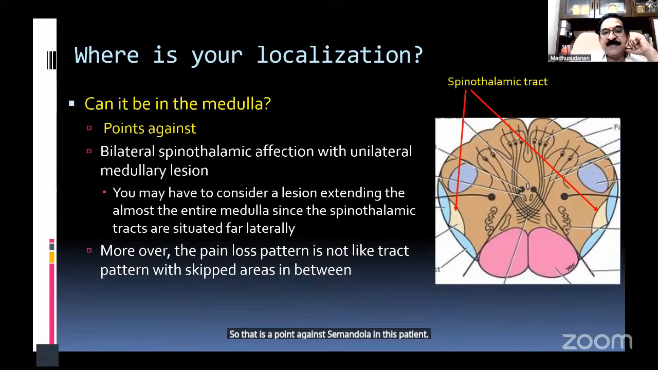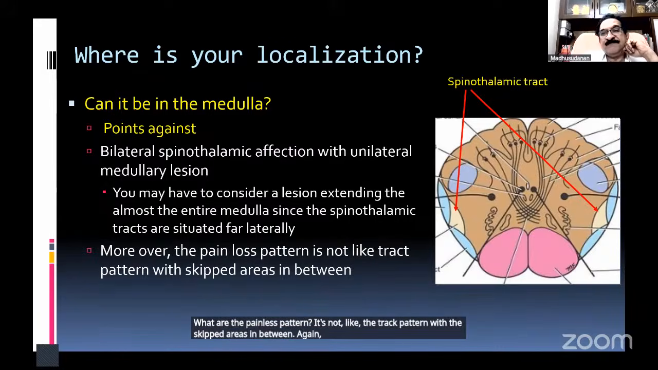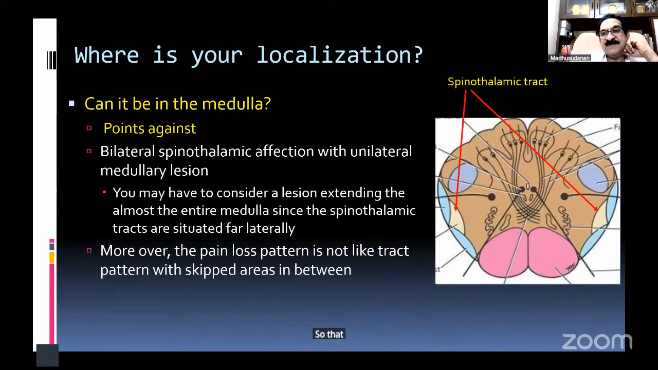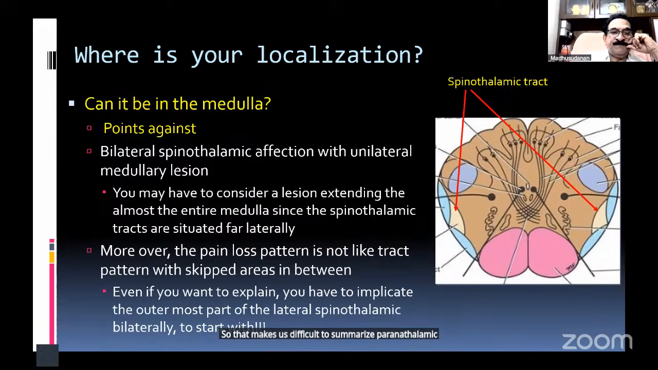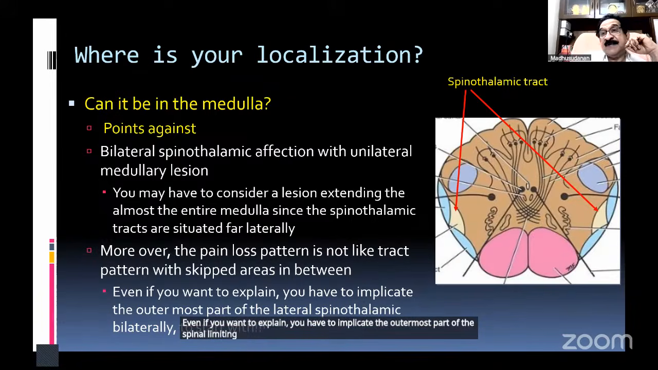Moreover, the pain loss pattern is not like the tract pattern, with skipped areas in between. Again, that's another problem. So that makes it difficult to accept a spinothalamic medullary localization. Even if you want to explain, you have to implicate the outermost part of the spinothalamic tract bilaterally to start with, because that is the area first affected, perianal sensory loss bilaterally. So those things make it a little odd.